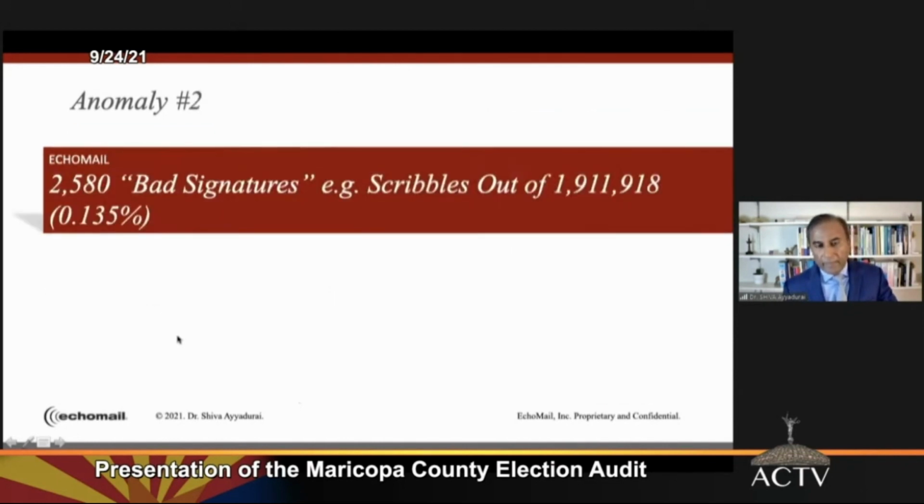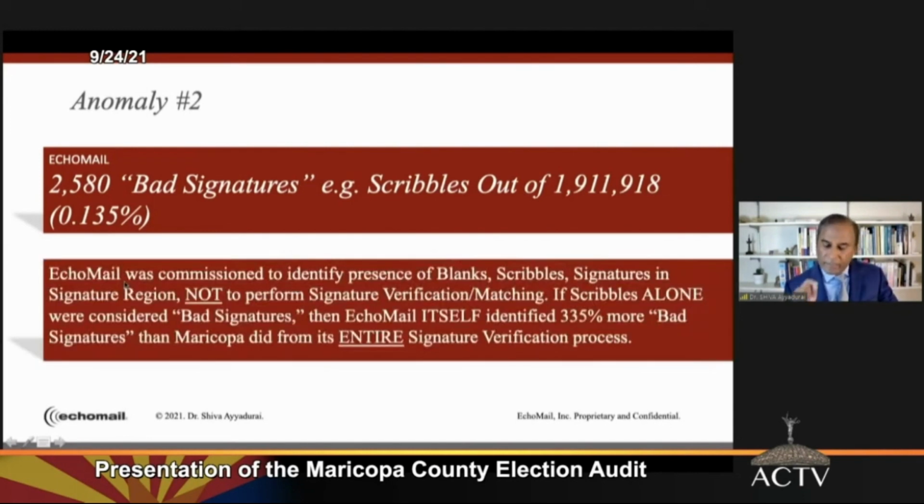Okay. In our case, for the anomalies, we discovered 2,480 bad signatures, scribbles. Again, very low tolerance, which is 0.135%. And just to state it again, we were commissioned to identify the presence of blanks, scribbles, and signatures, not to perform signature verification. So scribbles alone were considered bad signatures, and EchoMail itself identified 335% more bad signatures than Maricopa did from its entire signature verification process. Okay, very important point here.